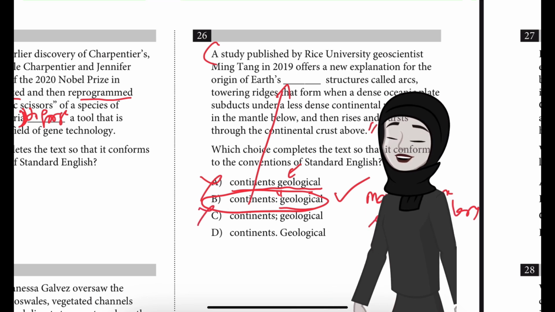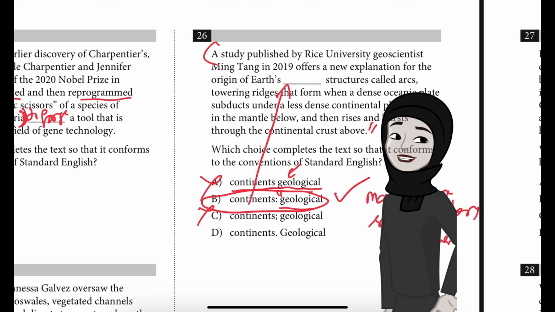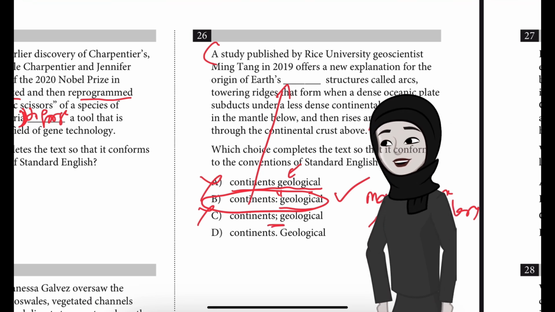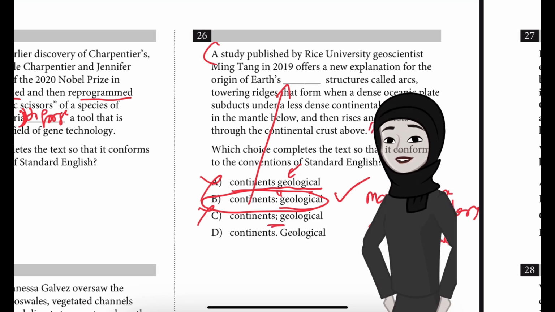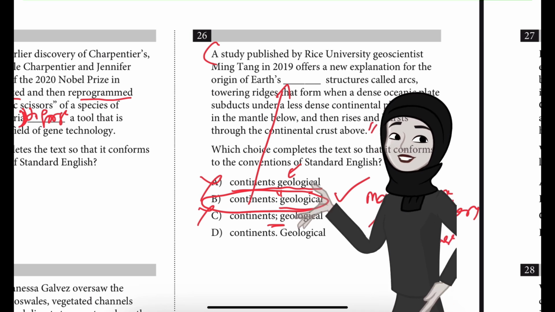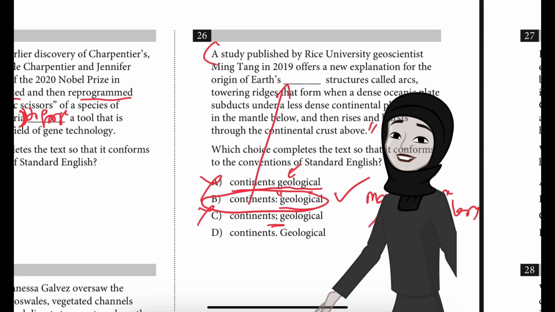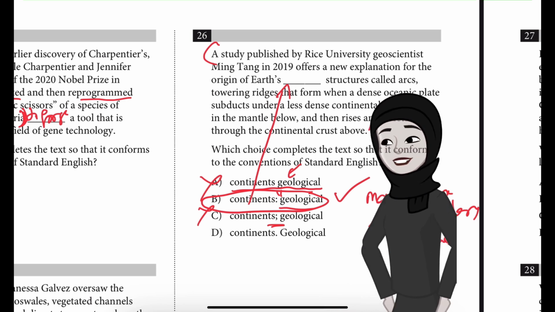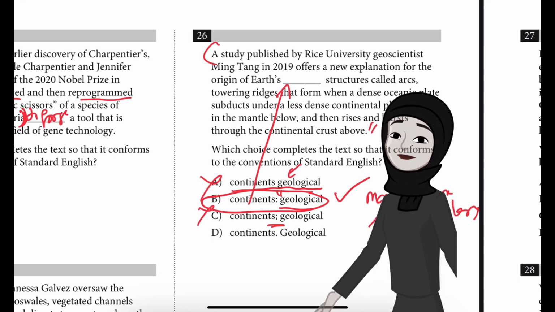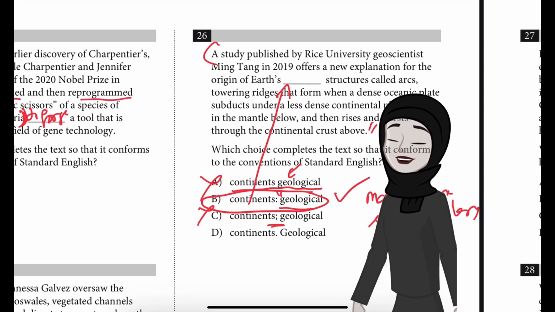C is also incorrect because a semicolon cannot be used in this way. The difference between choice B and C is that in B we have a colon and in C we have a semicolon. A semicolon is conventionally used to join two main clauses, whereas a colon is conventionally used to introduce an element that explains or amplifies the information in the preceding clause, making it the better choice in this context.